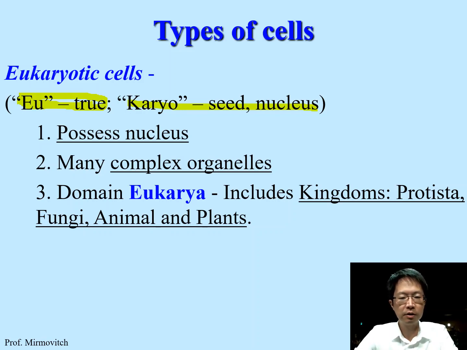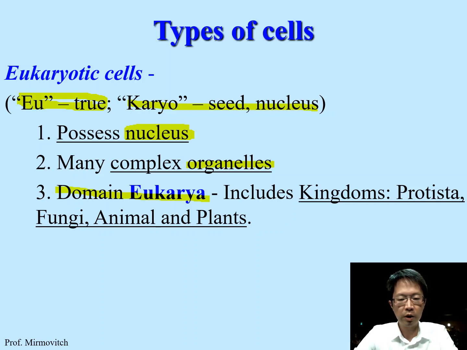What do you mean, true nucleus? Meaning that the nucleus is a form of organelle. It has something called a nuclear membrane, a nuclear membrane that surrounds the DNA. That is called the nucleus. It has many organelles. Yes, we will talk about different types of organelles in the next few lectures. And then all eukaryotic cells are under the domain Eukarya.